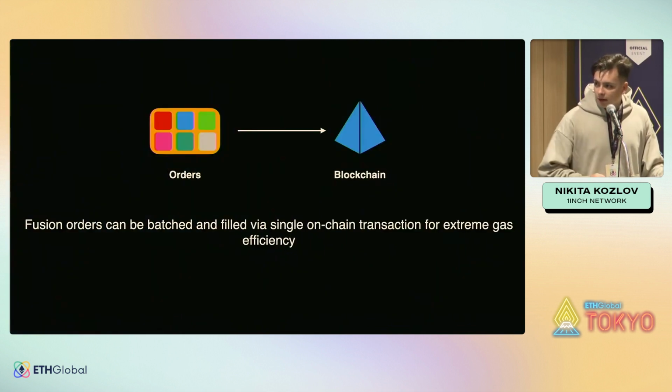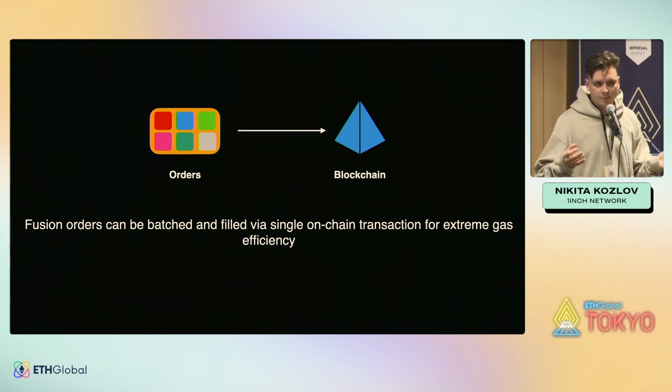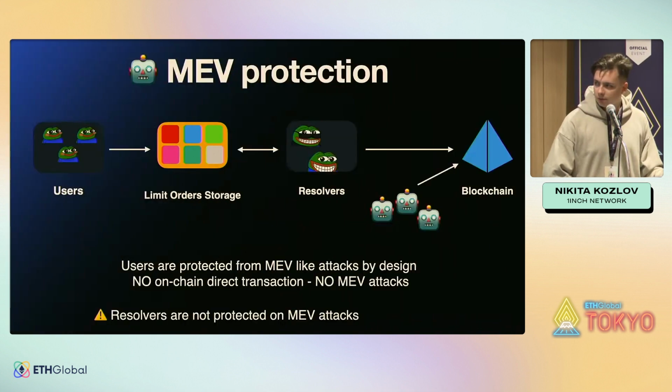So that's basically how any Fusion orders are working right now. Any off-chain orders are working. The order is going to the blockchain through your resolvers, through some market taker who is doing that. It's quite the same for the limit order and for Fusion.